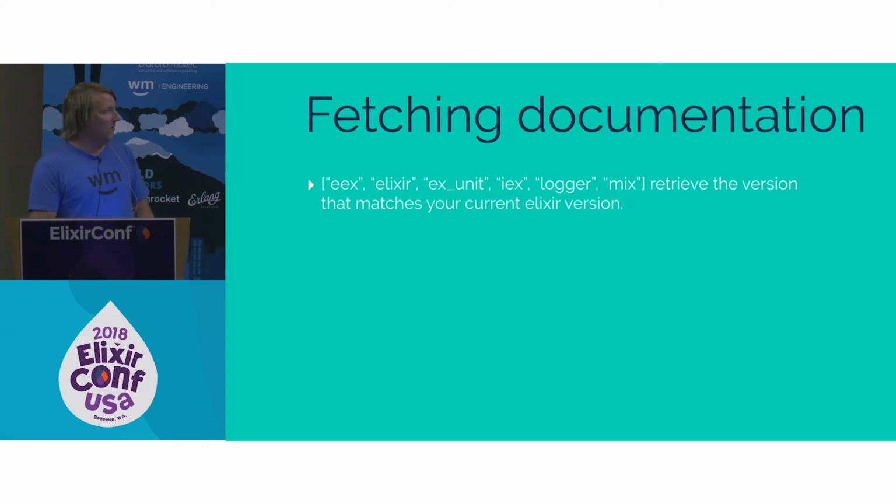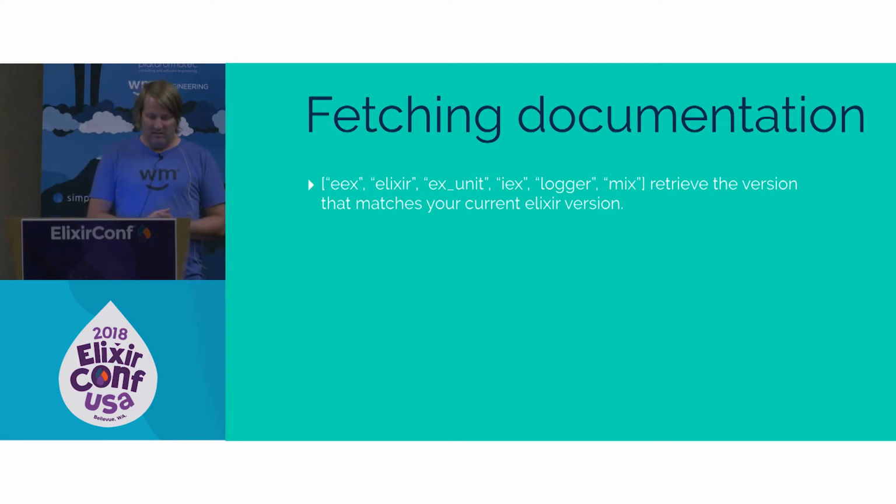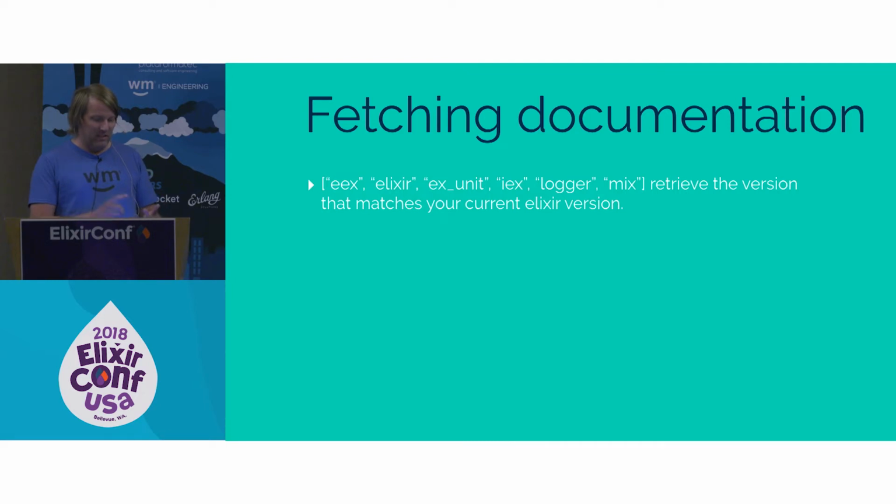So when you're fetching documentation, there's just a couple things to know about that. So EEx, Elixir, ExUnit, IEx, Logger, and Mix are all going to retrieve. So when you type that command in, it's going to automatically retrieve or show you the link for the version that matches your current Elixir version. So if you type in fetch Elixir and you have 1.5.1 installed, it's going to bring up the link for 1.5.1 rather than the latest version.